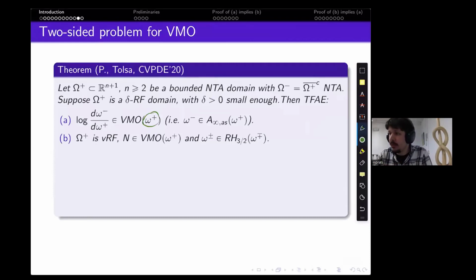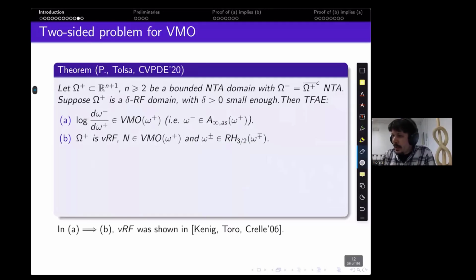That is what, as I said before, since omega minus is asymptotically absolutely continuous with respect to omega plus. Good. This is equivalent to omega plus being vanishing Reifenberg flat, and the normal existing omega almost everywhere and being in VMO. And moreover, you need this extra condition that omega plus satisfies a reverse Hölder inequality of exponent 3/2 with respect to omega minus, or vice versa. Both conditions are enough and are implied in this. So one gives the other. Okay.